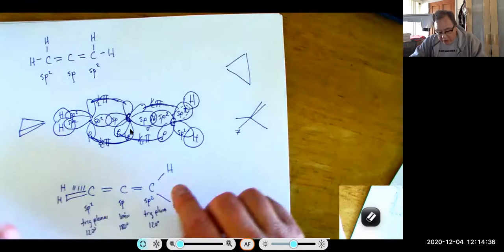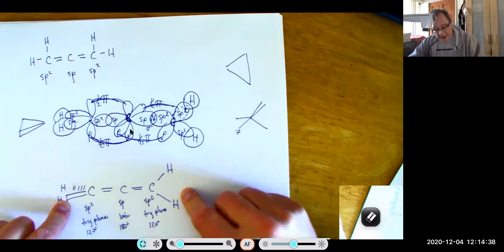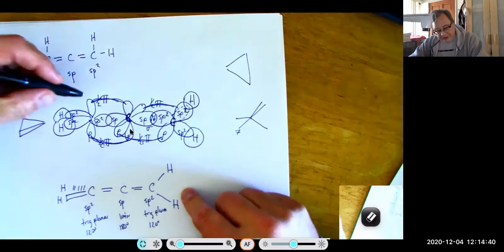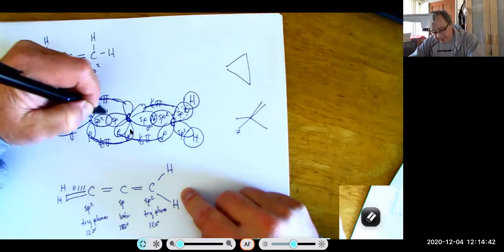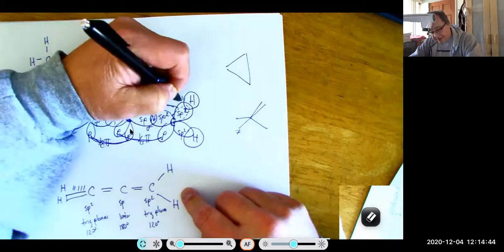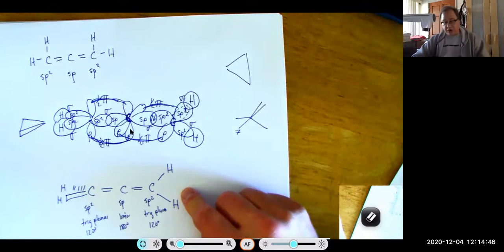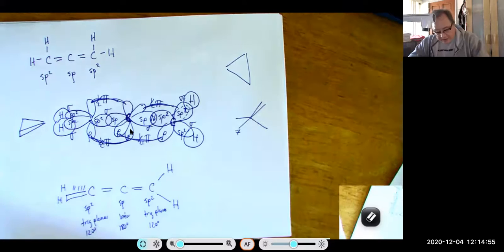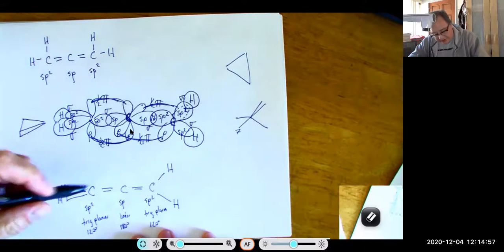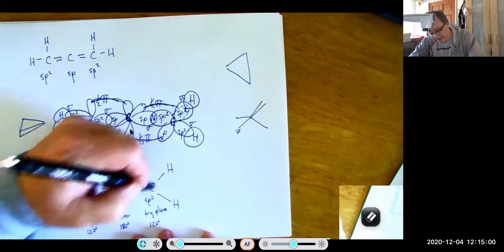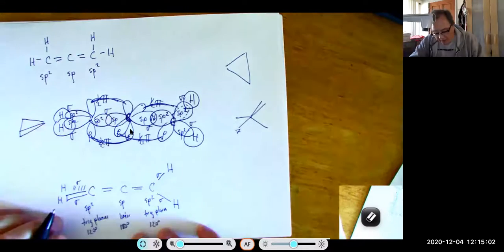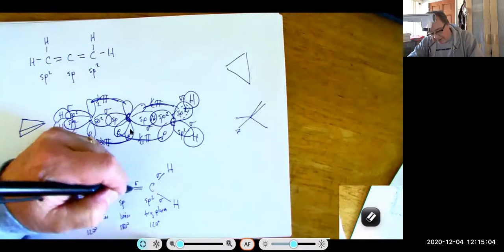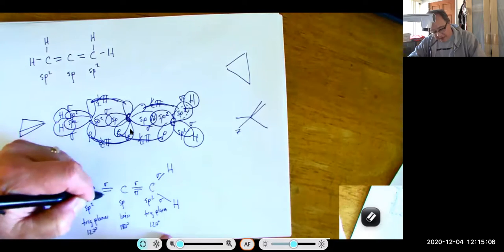Now, some interesting things here. We can look at this molecule and see how many sigma bonds there are. So this is a sigma, this is a sigma, this is a sigma, this is a sigma, this is a sigma, this is a sigma. Side to side overlaps are pi bonds. When they're head to head, they're called sigma bonds. So if we take a look at these sigma bonds, you can see that this is a sigma, this is a sigma, this is a sigma, this is a sigma. And right here, one of these is a sigma, the other's a pi.